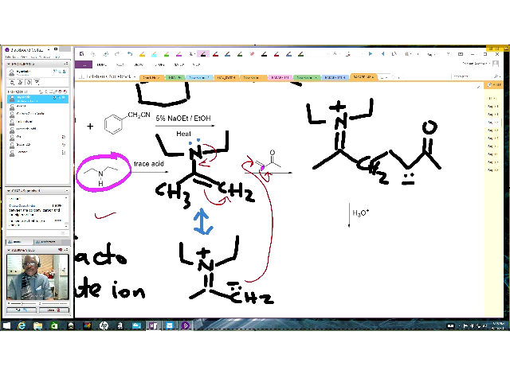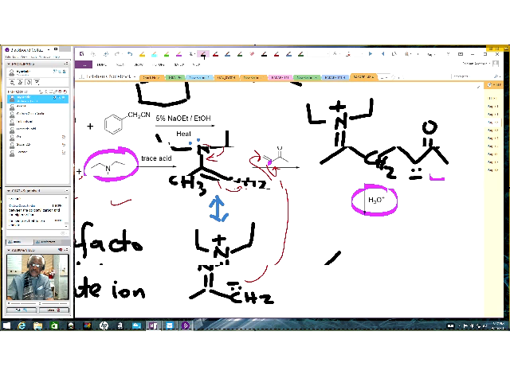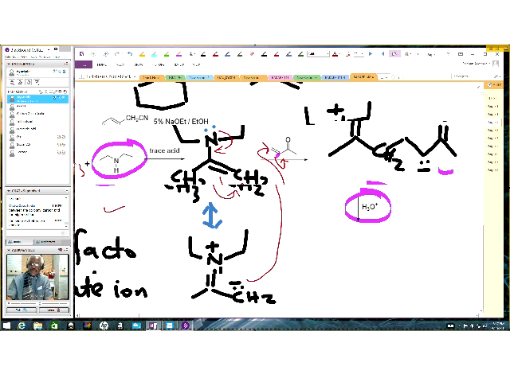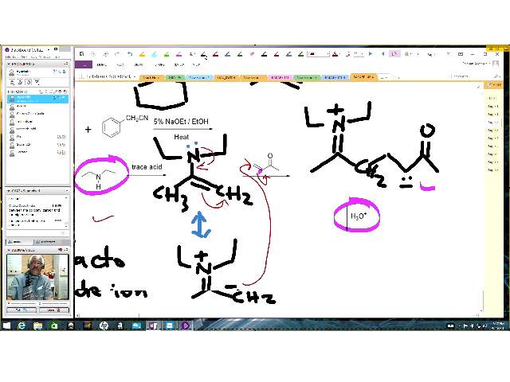And then when you add the dilute acid, what does the dilute acid do? The first thing is it will protonate the enolate ion, and then also hydrolyze the nitrogen carbon double bond, back to a carbonyl, so now we are going to end up getting this. Okay. My pen is moving all over the place today. Let me move this back. Okay, so now we are going to get this.